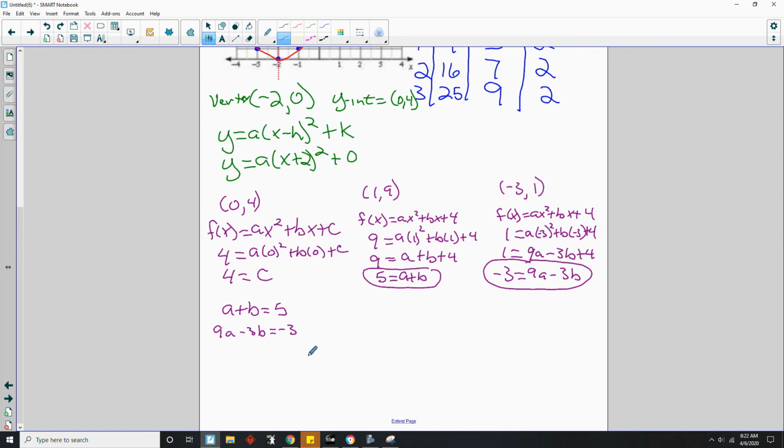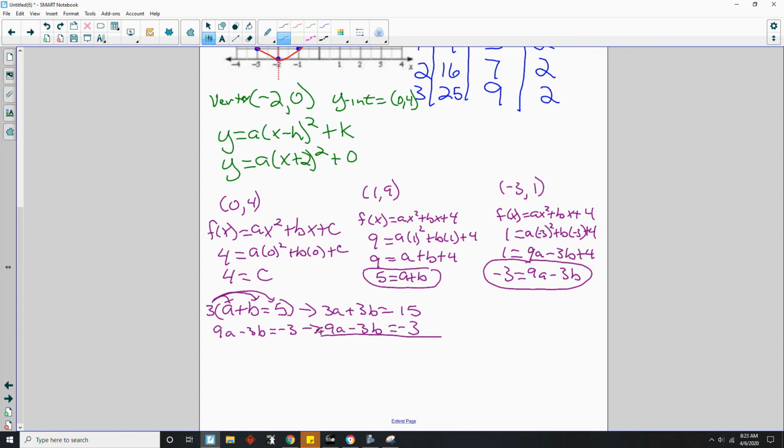Okay, so to solve this, I can multiply this by 3. And why am I doing that? That will eliminate the b. So if I multiply this by 3, I will get 3a plus 3b equals 3 times 5, 15. Just bring this back over, 9a minus 3b, no changes to the bottom one, equals -3.